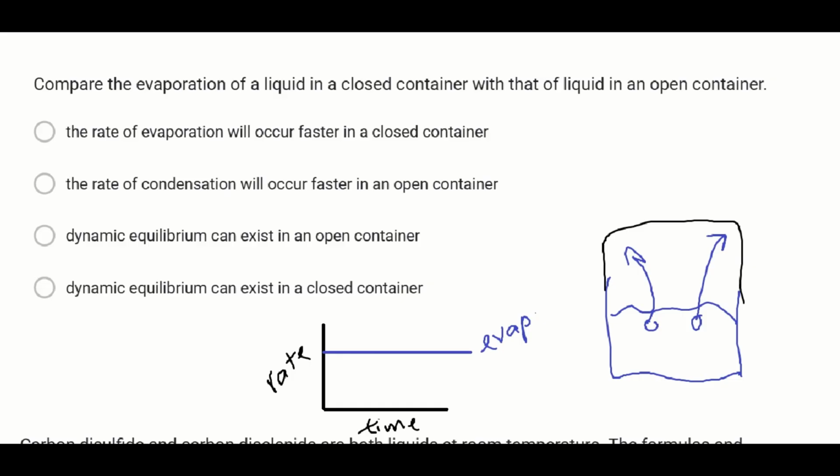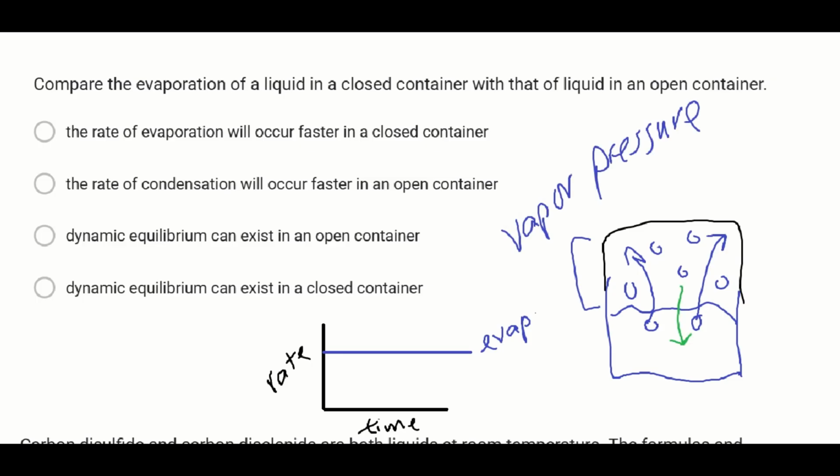In a closed container, this changes, because at some point, these evaporated particles are going to create what we call vapor pressure. They're going to collide with each other, and some of these particles are going to lose kinetic energy and return back to the liquid phase. That's called condensation. Initially, the condensation rate is low, because you got to wait until the vapor pressure builds up. But once the vapor pressure is constant, the rate of condensation will equal that rate of evaporation. And that marks the point of dynamic equilibrium.